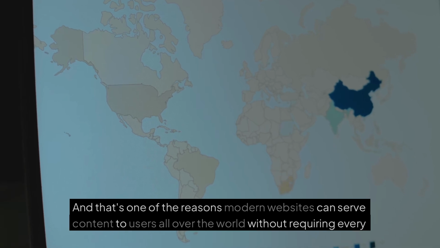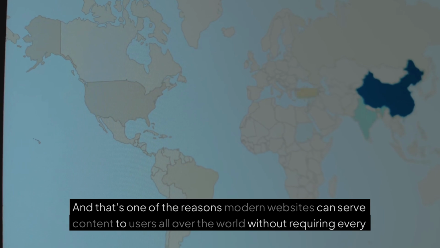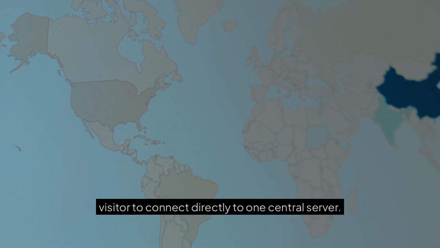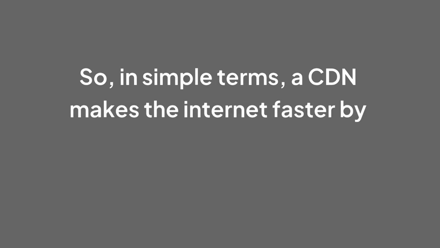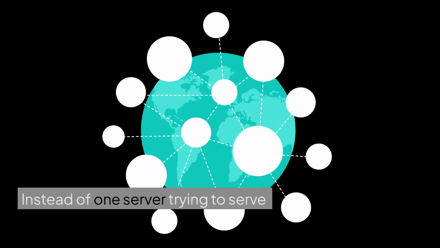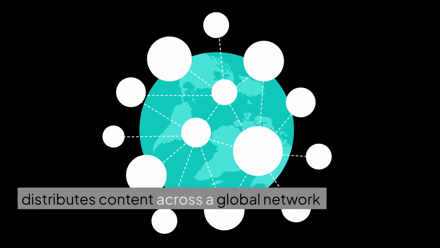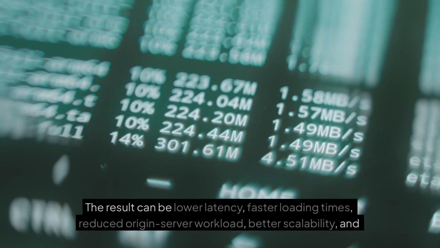This entire process can happen extremely quickly. And that's one of the reasons modern websites can serve content to users all over the world without requiring every visitor to connect directly to one central server. So, in simple terms, a CDN makes the internet faster by bringing frequently requested content closer to the people who need it. Instead of one server trying to serve everyone from one location, a CDN distributes content across a global network of servers. The result can be lower latency, faster loading times, reduced origin server workload, better scalability, and improved reliability.